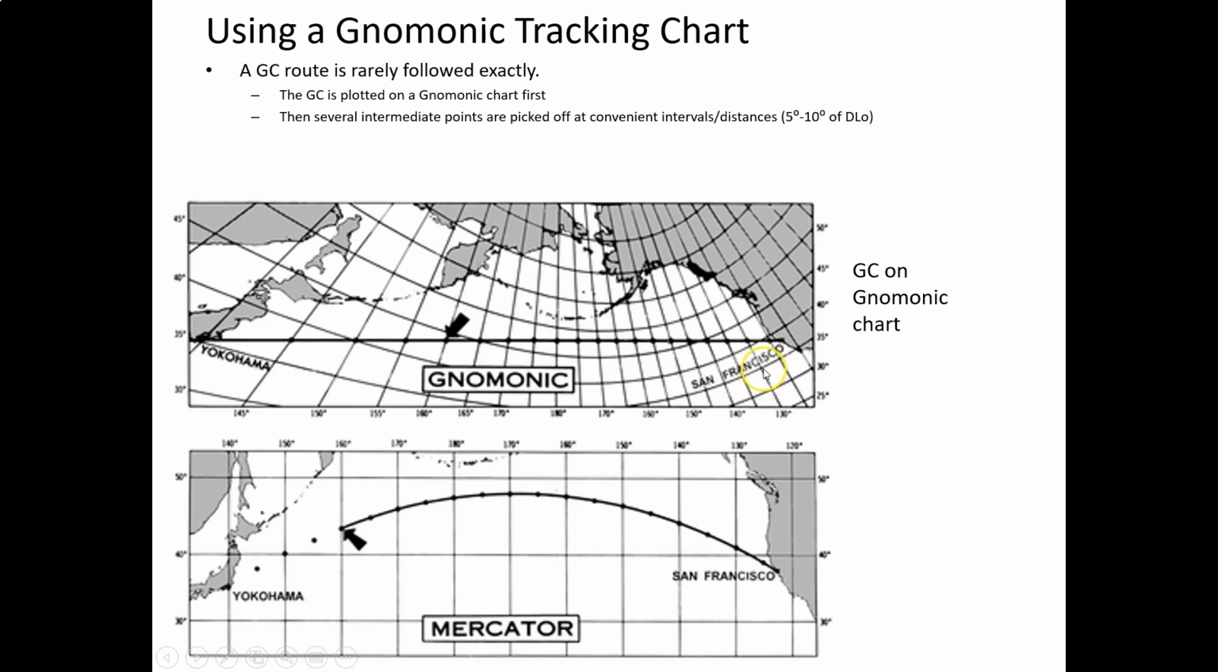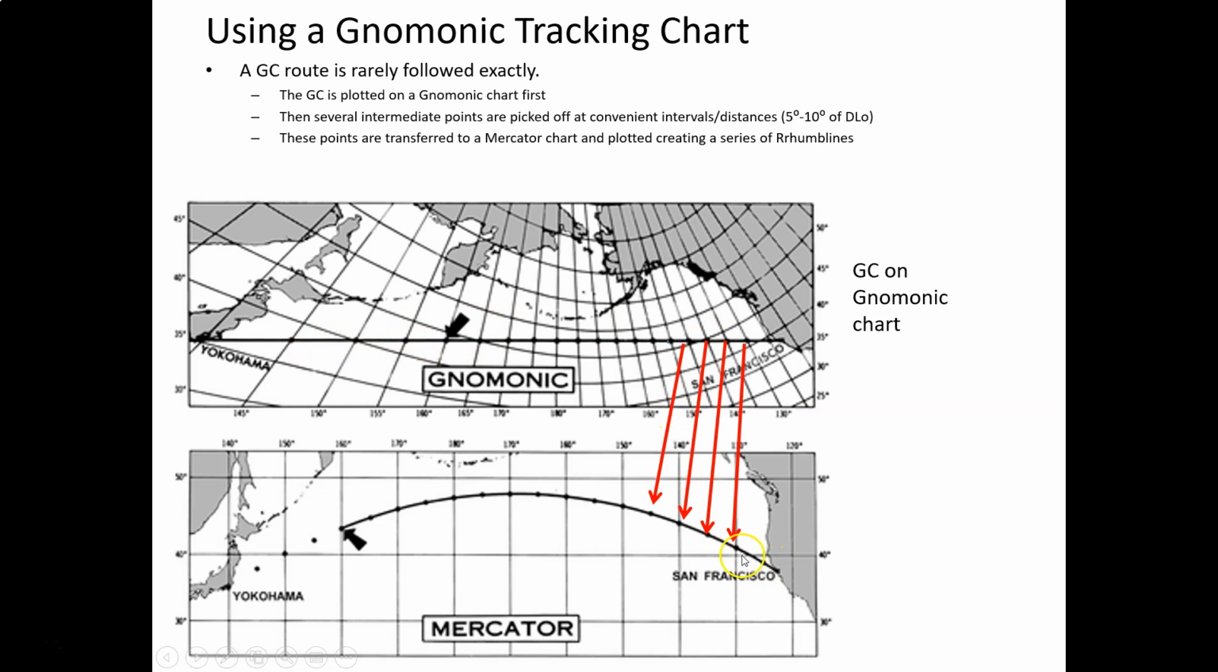Then we're going to get the latitude and longitude of those, write them down, and then transfer them to a Mercator chart. So we'll take this spot, we'll transfer it to there. We'll take this spot, we'll transfer it to there, and so on for each spot. Now, this is a laborious process.